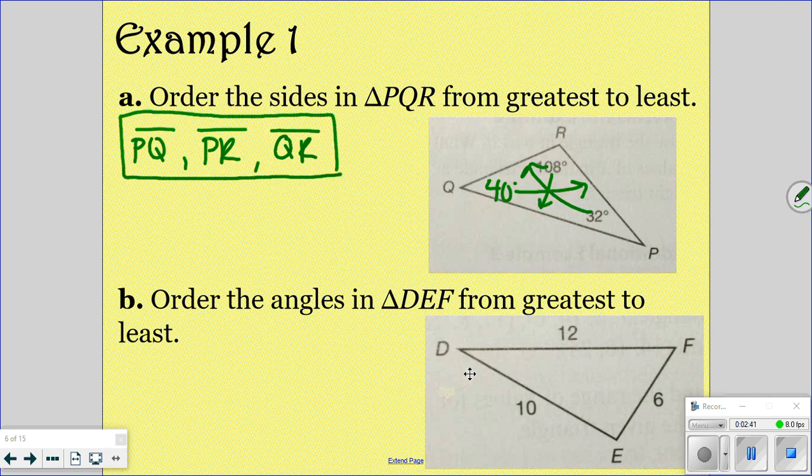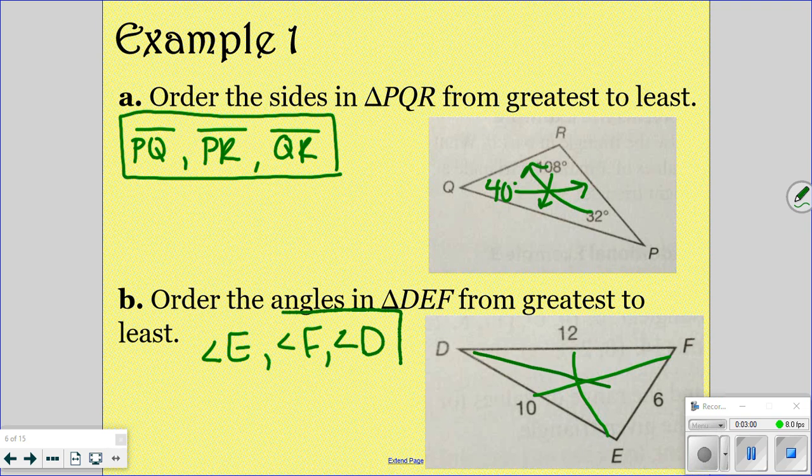Now for the angles, we start with the largest side, which is 12, and that's opposite angle E. The next largest side is 10, so that's opposite angle F. And then the smallest side is 6, which is opposite angle D. So that would be your angles from largest to smallest.